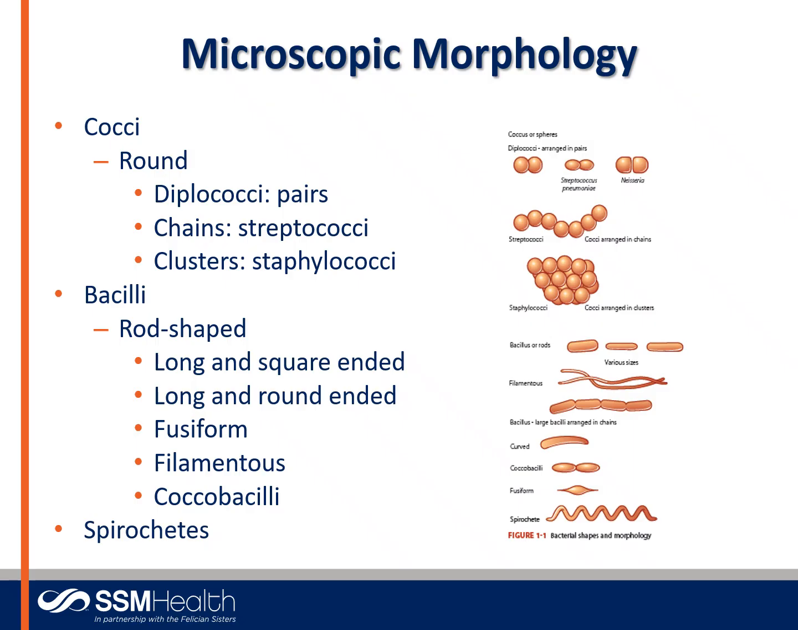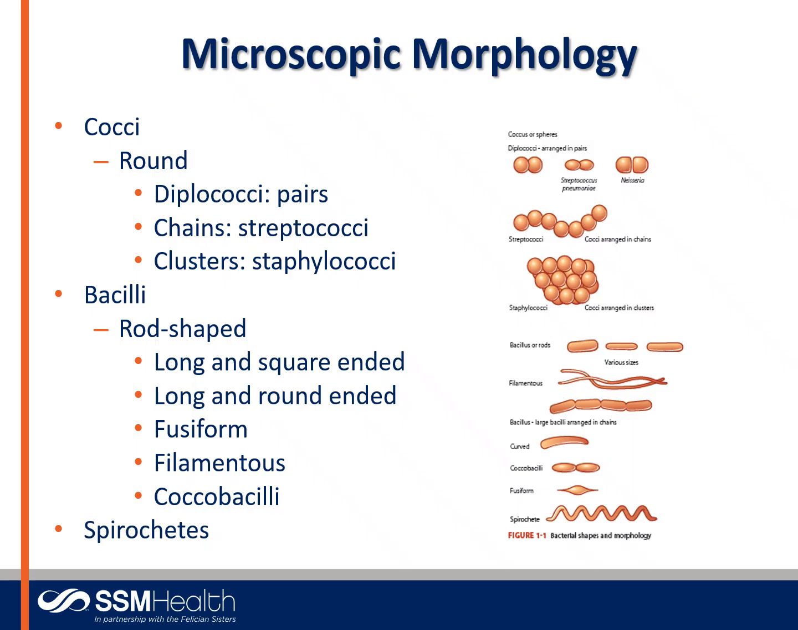And we talk about bacilli. Once again, these are rod-shaped, and these rod shapes can be different lengths, and the way they are formed is sometimes they are square-ended, sometimes round-ended. They can be fusiforms, which means they're going to be long and maybe tapered at the end. They can be very filamentous, which also means they're going to be kind of long and sometimes branching a little bit.